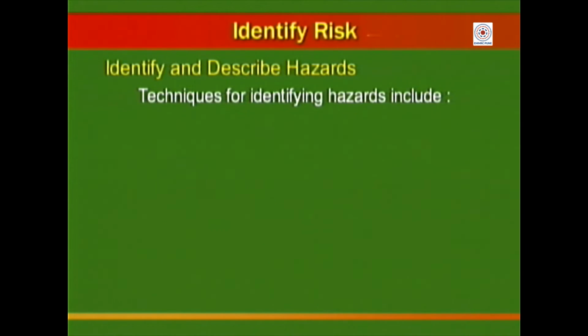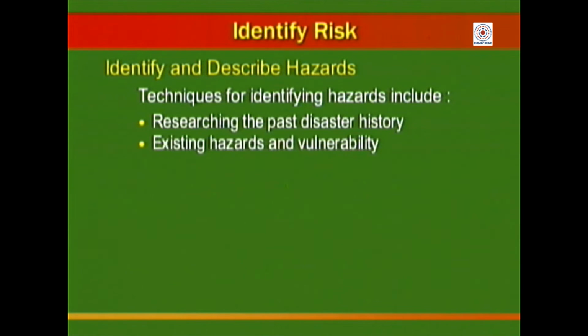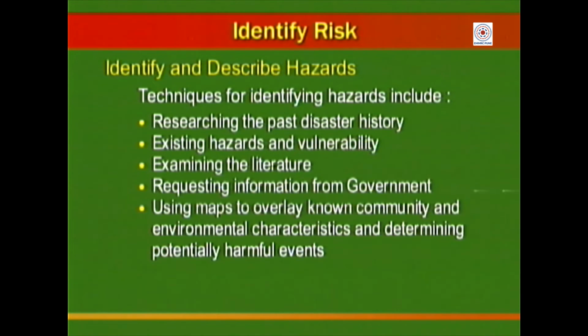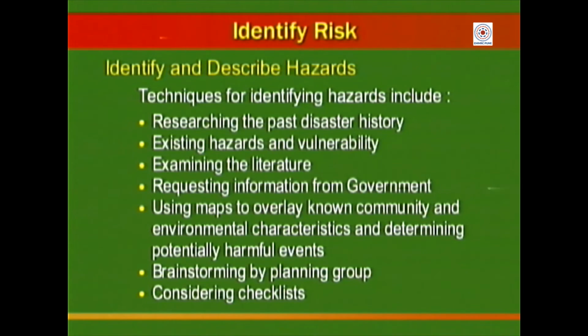There are different ways by which we can identify the hazards. Might be researching the past disaster history, existing hazard and vulnerability, examining the literature, requesting information from government, going through the maps, maybe brainstorming by the planning groups, and considering checklists. That also gives us a very clear picture of what type of hazards the area will have.